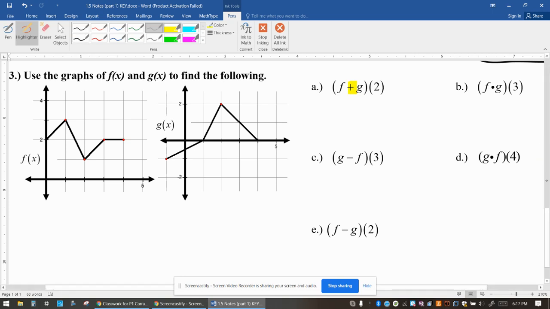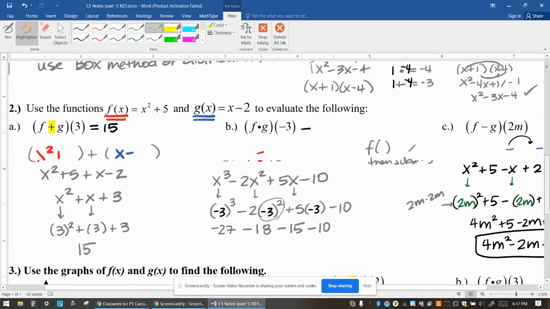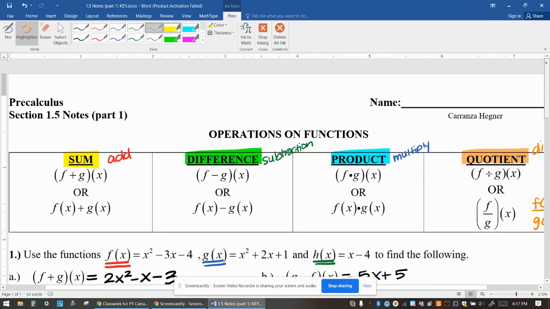Remember that according to the rules that we talked about for the first few examples, when we first talked about this lesson, the sum of two functions is the same as f of x plus g of x, whether it's written as f plus g of x or f of x plus g of x. So again, there's the notation where you write them together or you write them separate that you have to be familiar with.